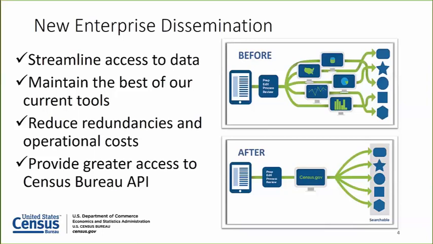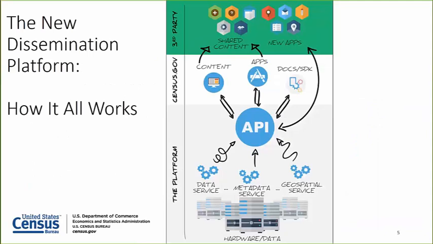So this before and after picture that you see here illustrates this idea of streamlining deliveries while still allowing for all sorts of ways of disseminating, from mapping to tables to single estimates. And finally, it's important to provide a greater access to our API, which is the foundation of the new dissemination platform. We'll talk more about that right now.